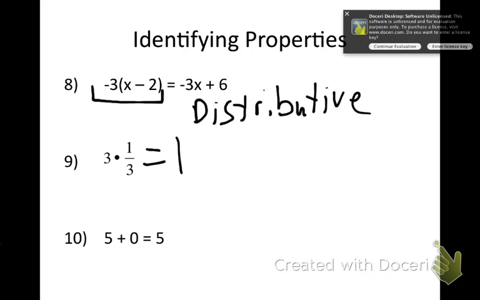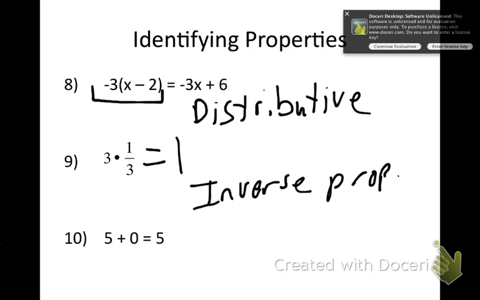Number 9. 3 times 1/3 equals 1. Sean, what am I getting there? What property is being used? Yeah, I'm multiplying by an inverse. So I have the inverse property.